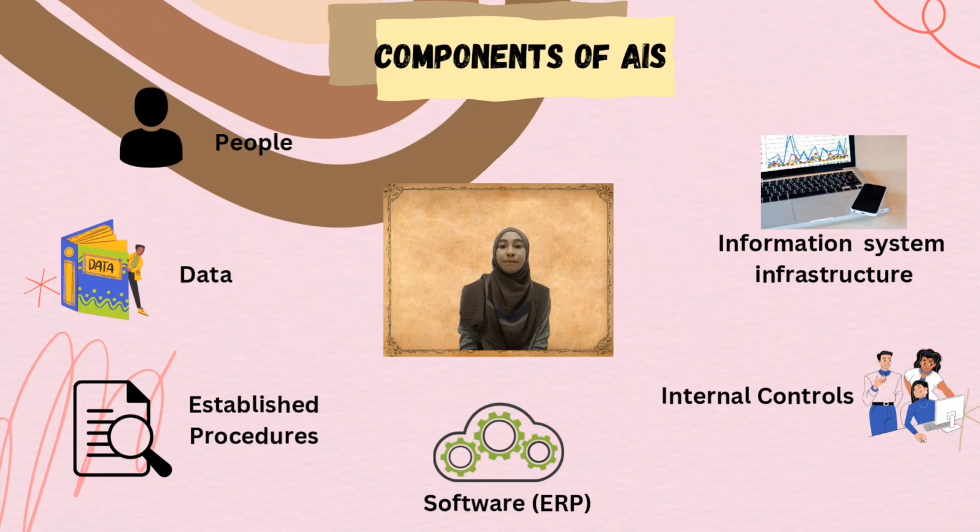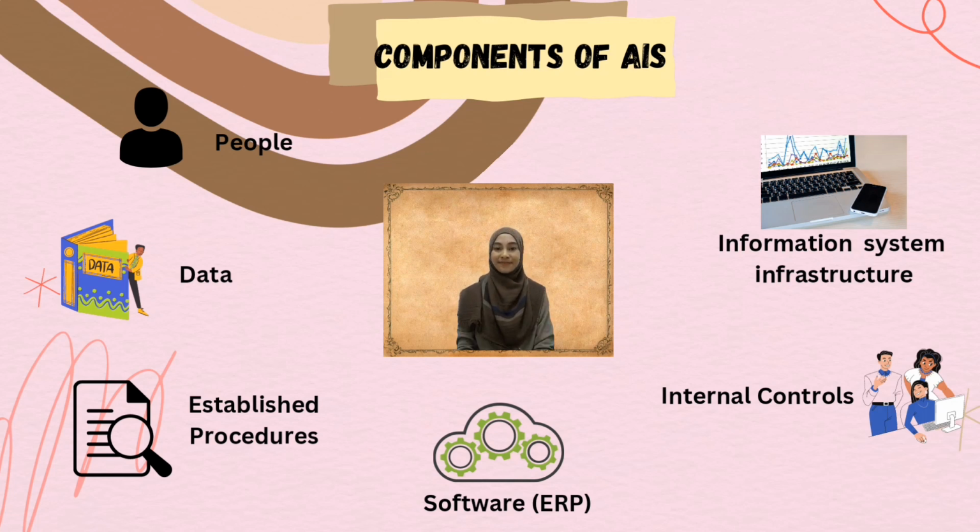First, people. The people who operate the system and perform various functions such as accountants, managers. Second, data. Data can be anything like sales, ledger, financial report, balance sheet, and cash flow statement. Third, established procedures, which are rules for achieving optimal and secure operations in data processing. Fourth, software. ERP software is a computer-based program that performs the stated functions that support business processes and operation.